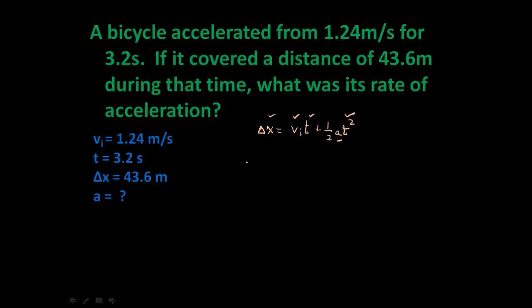So let's substitute. You would have 43.6 equals initial velocity 1.24 times time, which is 3.2. I'm dropping the units when I'm putting them in an algebra equation, but we'll remember those units at the end. Plus 1/2 times acceleration times the time, which is still 3.2, squared.